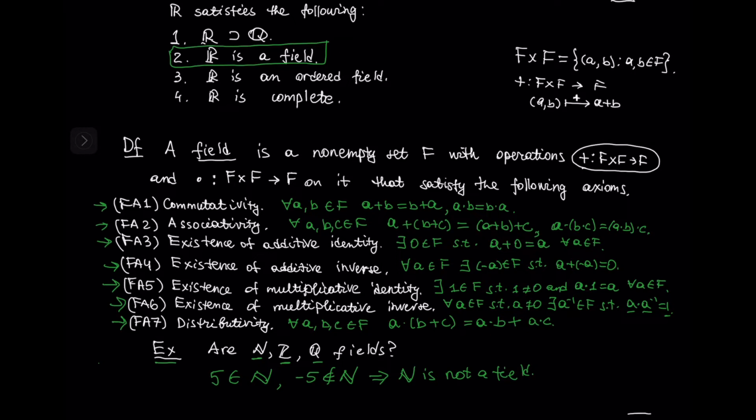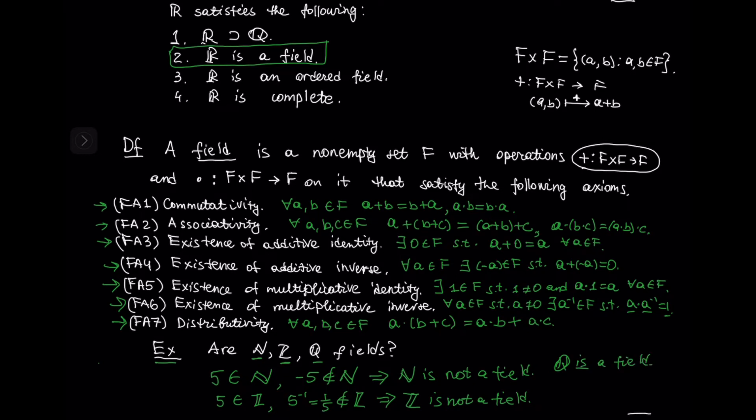Now, as far as Z is concerned, Z is not a field either, because 5 is in Z. However, 5 inverse, which is 1 over 5, is not an integer, so it's not in Z. So therefore Z is not a field. As far as Q is concerned, the set of all rational numbers, Q is a field.